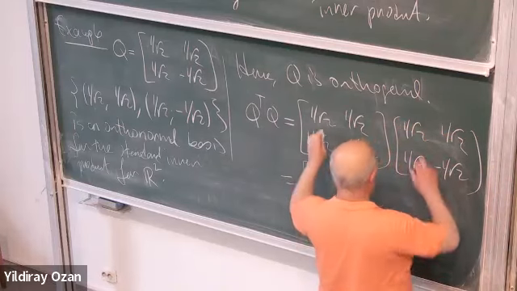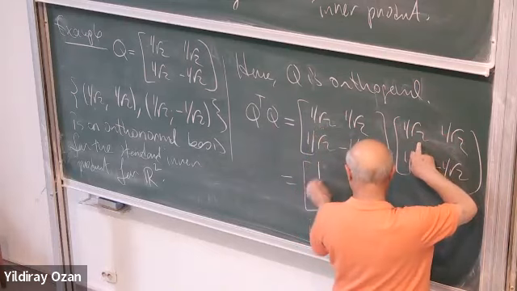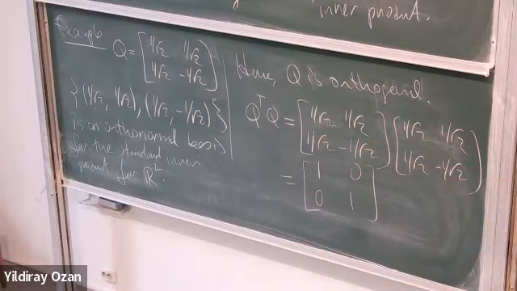So, 1 and then 0, 0, 1. Okay, it's orthogonal. Now let's see the proof of that.